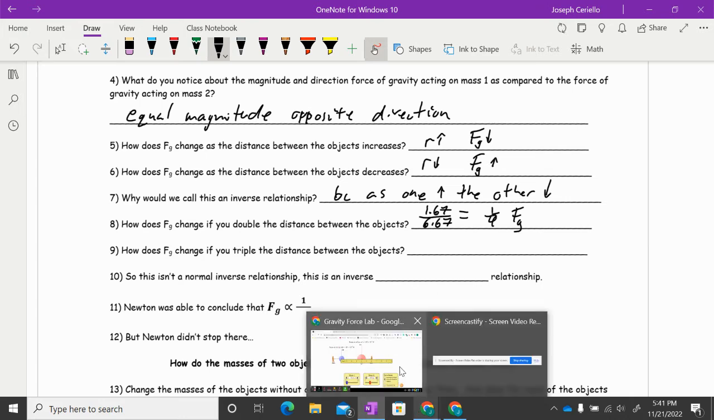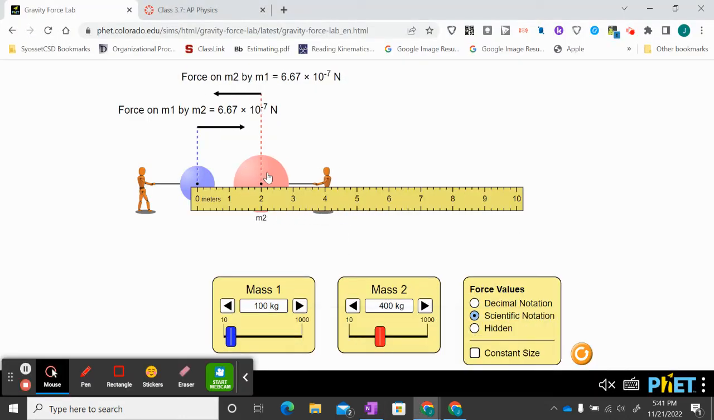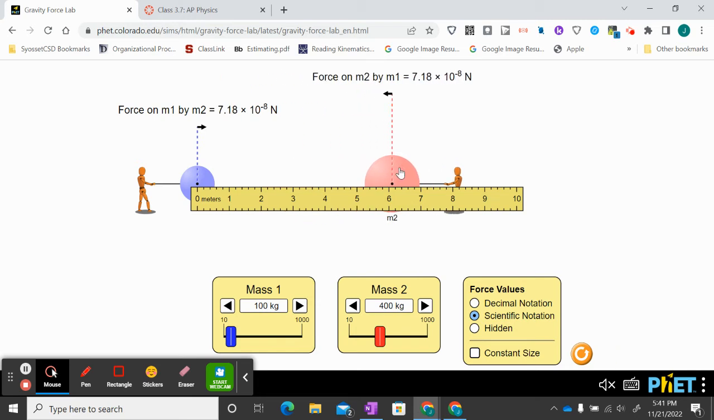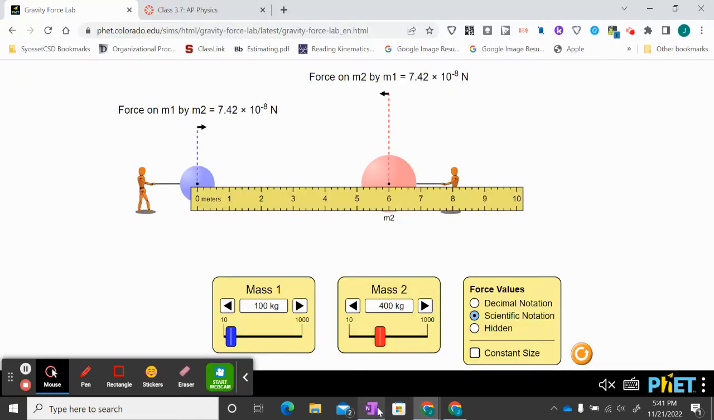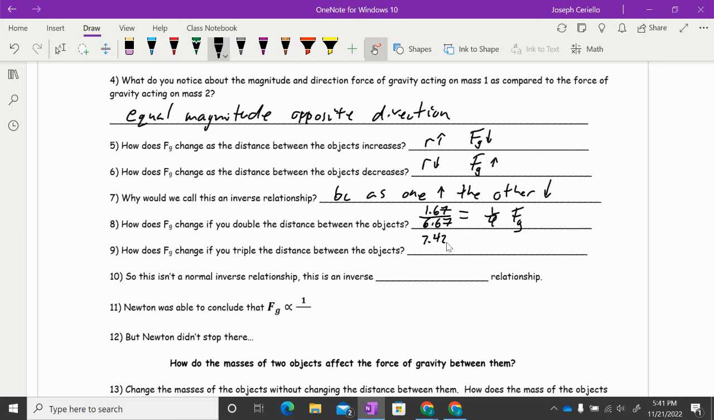If I were to triple the distance, so instead of being 2 meters apart, if I'm now 6 meters apart, notice we have 7.42 times 10 to the negative 8th. Let me be careful here. So that's going to be 7.42 times 10 to the negative 8th over, I think our original one was 6.67 times 10 to the negative 7th. You're going to get 1/9 there. So throw that in your calculator, you get 1/9 the force of gravity.